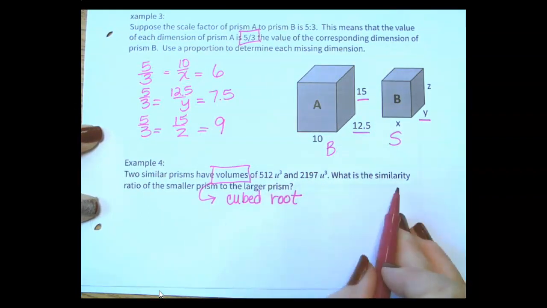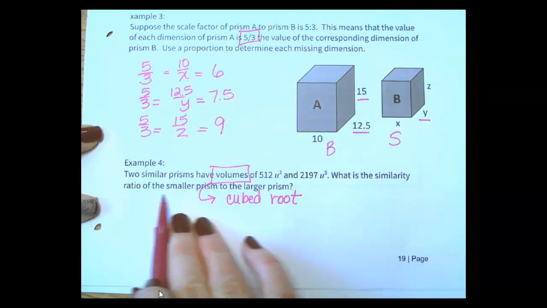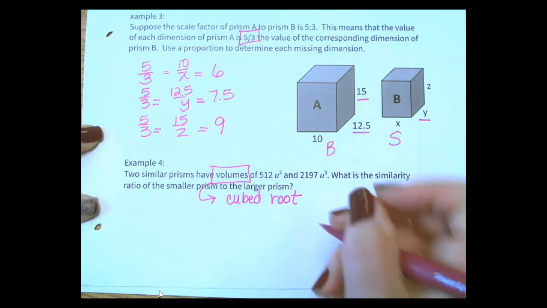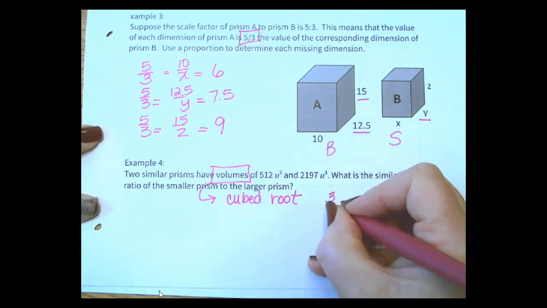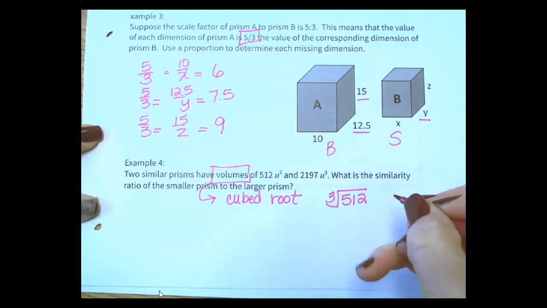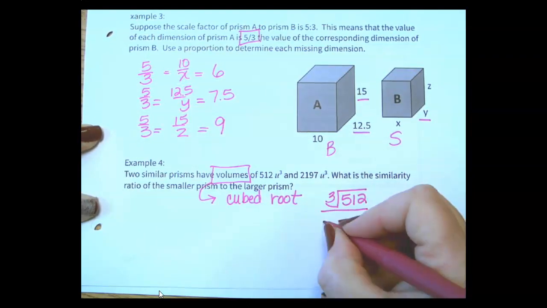And then it says, what is the similarity ratio of the smaller to the larger? So smaller to the larger is important. So my smaller, and we're going to have to use the cubed root because it's been cubed, over the larger.